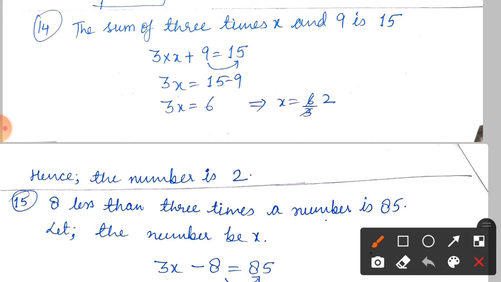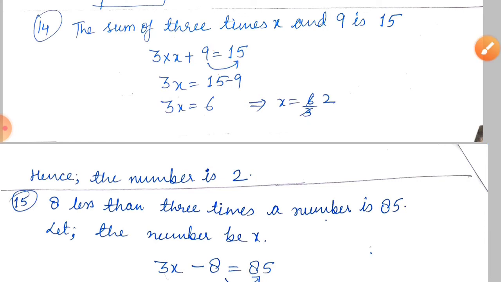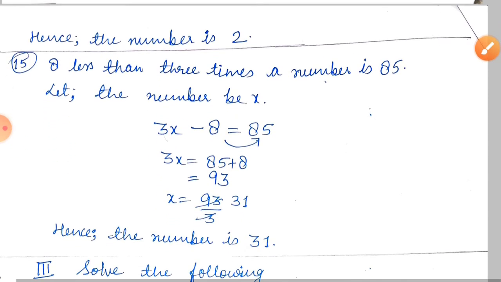Question number 14. The sum of 3 times x and 9 is 15. So the sum of 3 times x means 3x plus 9. The sum of both these numbers is 15. So we will simplify further and the value of x is 2. Hence the number is 2.